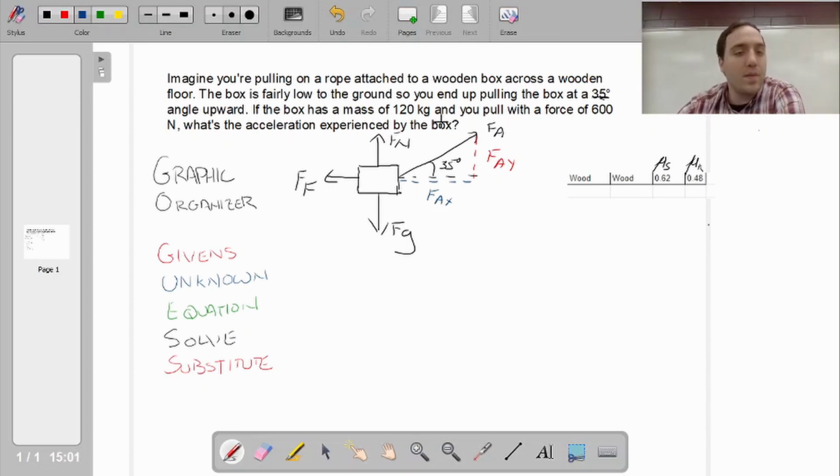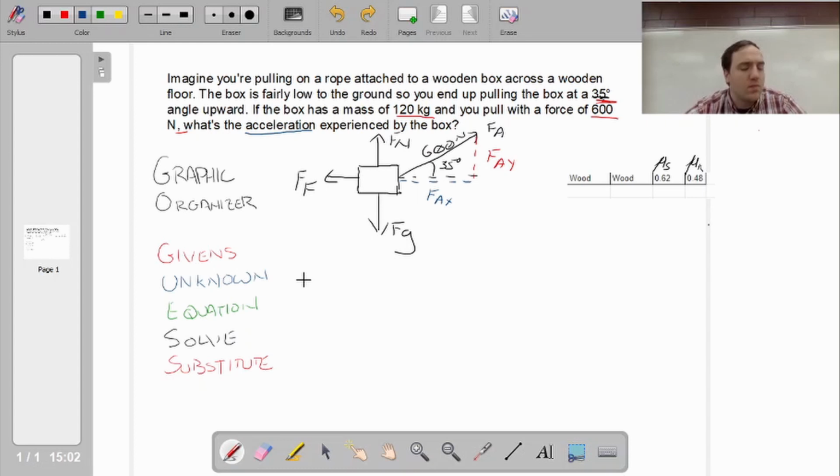Our givens are up here in the problem. We have a mass of 120 kilograms. 600 newtons is the applied force, which means 600 newtons is this way. And you are pulling at 35 degrees, which we already put in our drawing. The unknown is the acceleration. What is the acceleration experienced by the box?